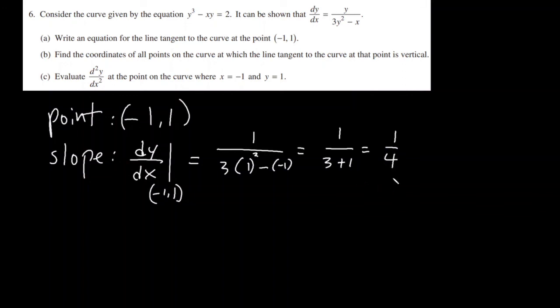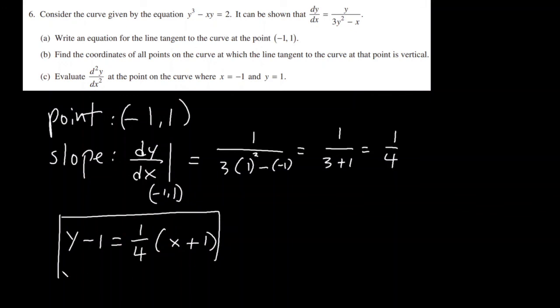Okay, so we found the point, and we found the slope. Now we can put these together to find our tangent line, okay? So we should plug it into the formula. So we have y minus y1, and y1 is 1. So y minus 1 equals m, which is our slope, so 1/4, times x minus x1. So x1 is this -1, so we'll get x minus -1, so it's going to be x plus 1. And this is our tangent line. Okay, this was a 2-point question. 1 point for successfully finding the derivative at the point -1, 1, and the second point for the correct tangent line equation.